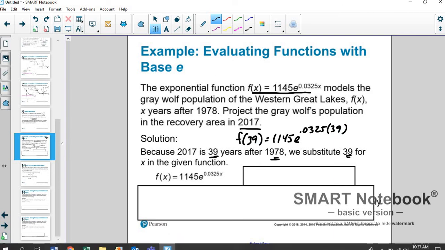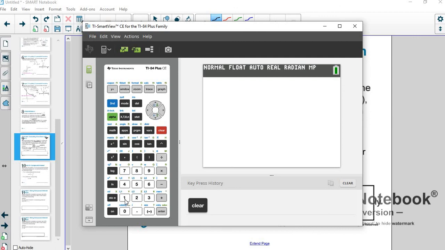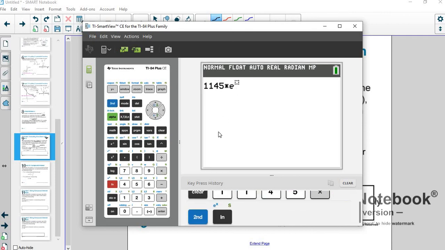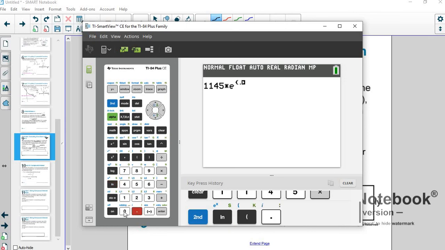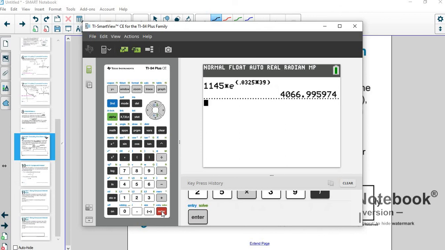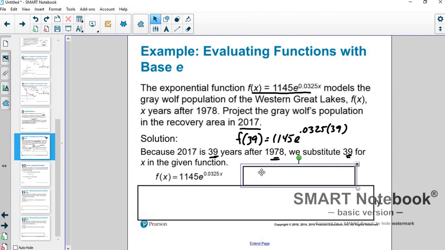Well, I'm going to pull my calculator up for you guys. All right, and we're going to evaluate 1145 times e to the x. Notice e to the x is on the TIs anyway. It's up in blue, so we have to do second to get e to the power. And then what's my power? My power is a product of two things, so put it in parentheses, 0.0325 times 39. Close the parentheses, and then just hit enter. You should be able to do all these problems only hitting the equals button or the enter button once on your calculator. So we got 4,066.99. Obviously, we're talking about wolves, and so regardless of what we got here, we'd have to round up or down for a whole number, okay? And so that's how you plug in your calculator. The function itself looks like this, evaluated.